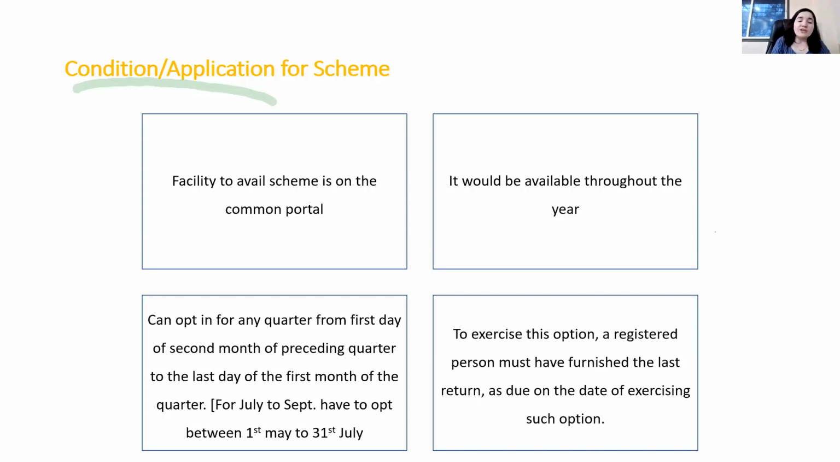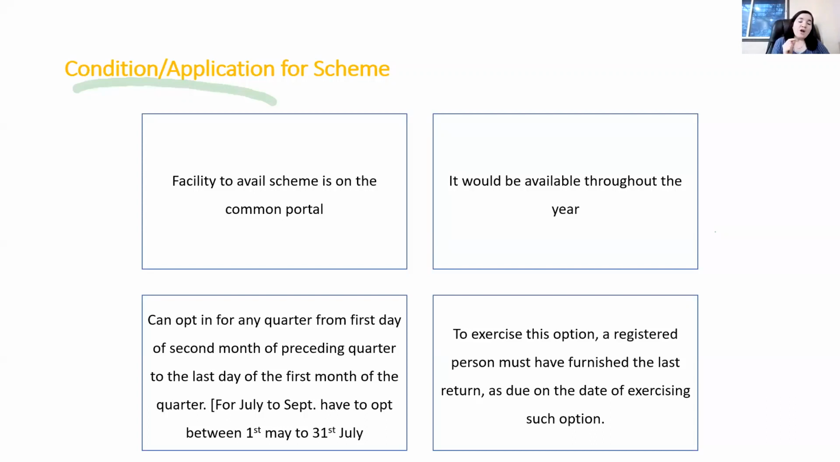That means, let's say July to September quarter. So the taxpayer has to opt for the July to September quarter. When this option is made available to the taxpayer, it is from the first day of the second month of the preceding quarter. What is the preceding quarter of July to September? April, May, June. The first day of the second month. That means the option is available from 1st May to the taxpayer, and to the last day of that quarter. So the quarter is July to September, so up to 31st July.